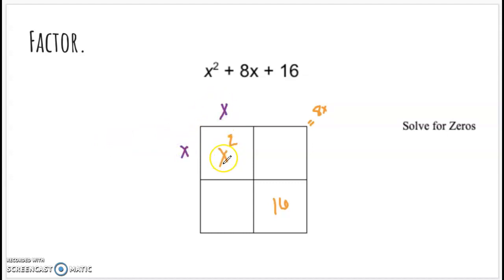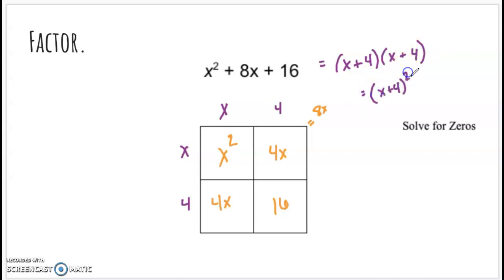x times x makes x squared. 16, that's 4 times 4, right? And you can check it by going through. x times 4 is 4x. 4 times x is 4x. When you add those together, you get your 8x. And so I know that my factor pair is going to be x plus 4 times x plus 4, or I could even write it shorter as x plus 4 quantity squared.